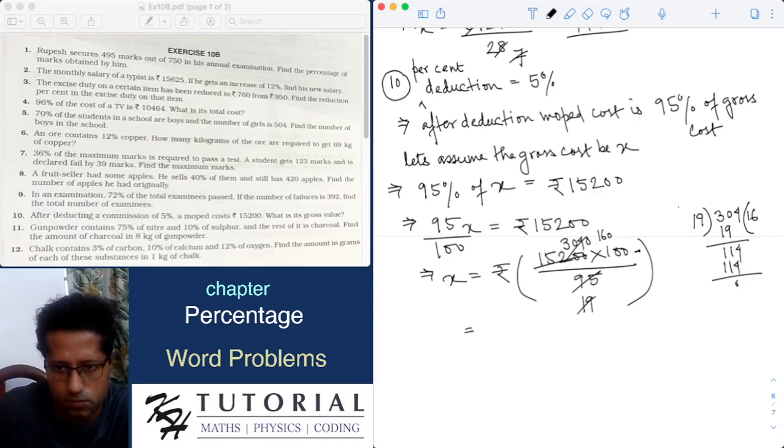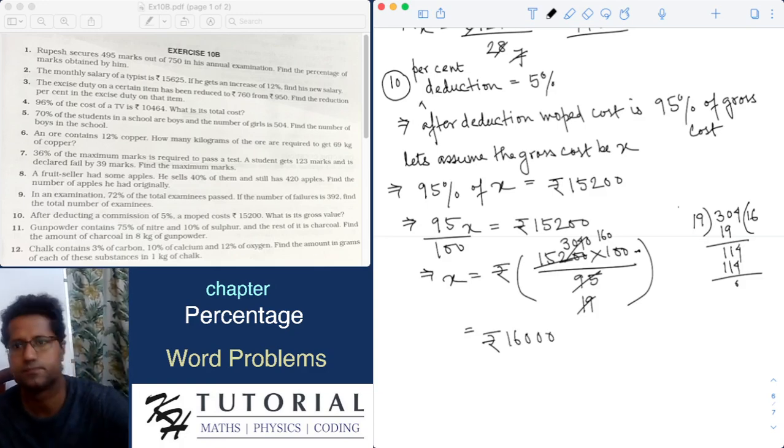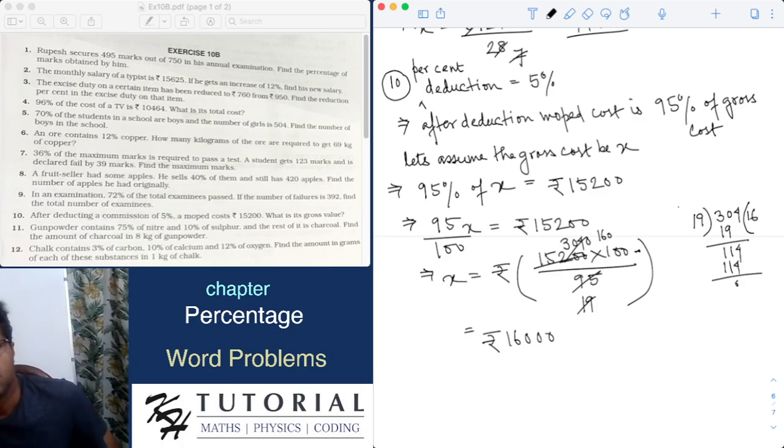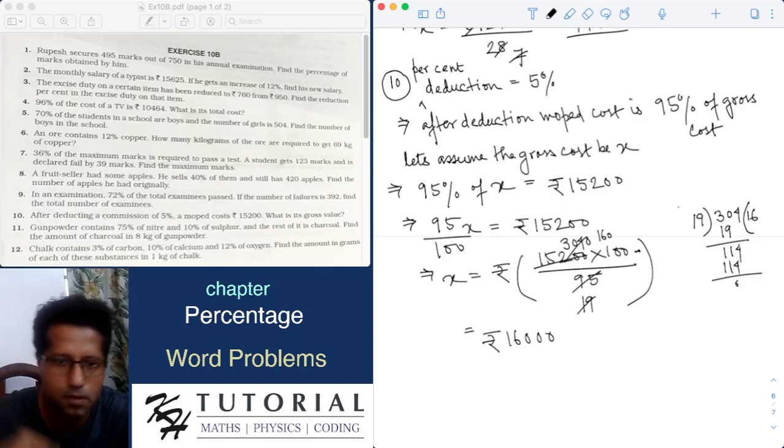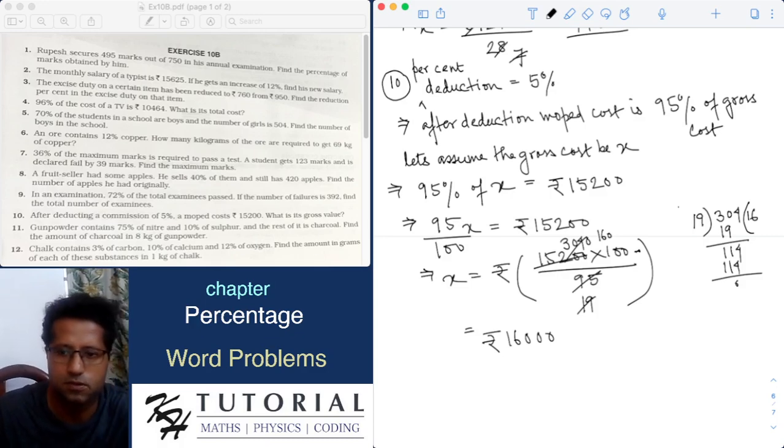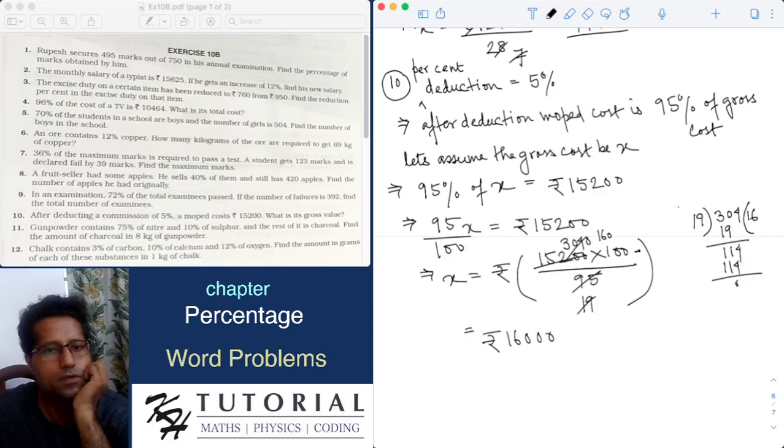So this becomes rupees 16000. So the mocked cost after deduction is given to be 15,200 and the original cost is 16,000. Okay, 5% reduction. So this is the gross cost.